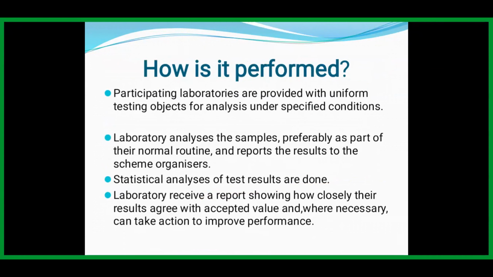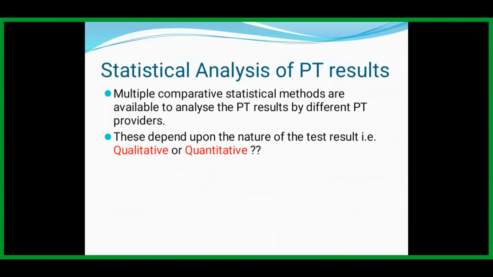Now, how is it performed? Participating laboratories are provided with uniform testing objects for analysis under specified conditions. The laboratory analyzes the samples, preferably as a part of their normal routine, and reports the result to the scheme organizers. Statistical analysis of the test results is done. And lastly, the laboratory receives a report showing how closely their result agrees with the accepted value, and where necessary, can take action to improve performance.